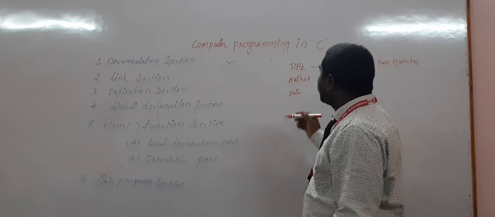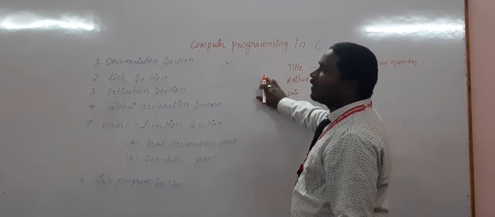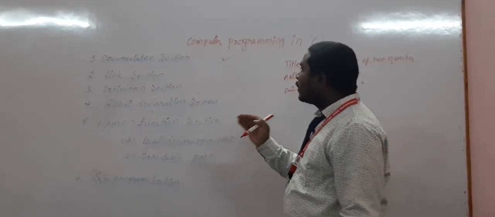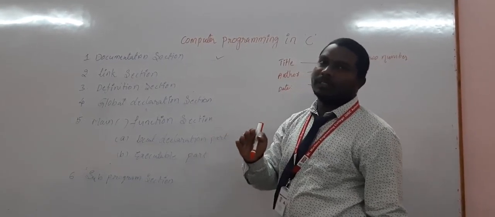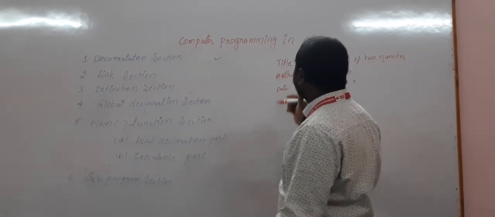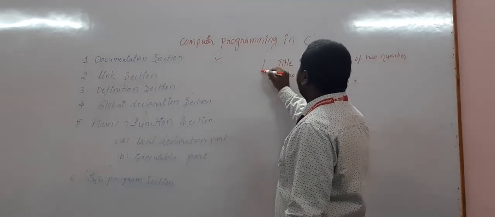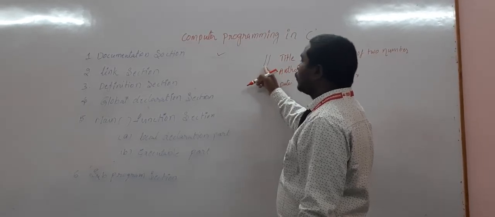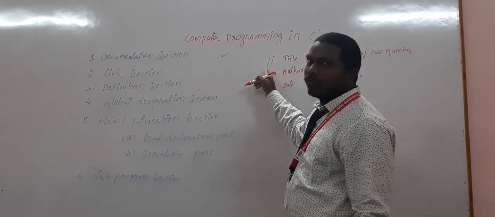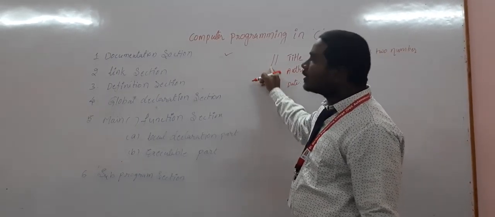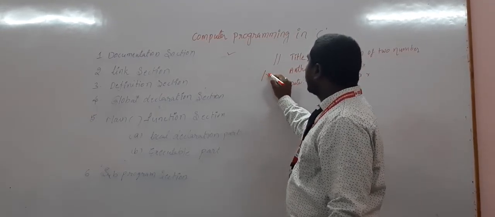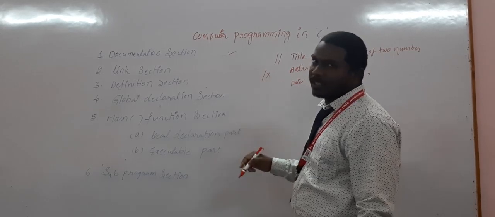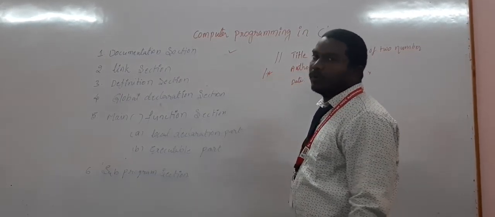In the documentation section, there are two different kinds of comments. One is the single line comments, and the second one is the multiple line comments. Two forward slashes is called a single line comment. A multiple line comment is a forward slash followed by the asterisk symbol.